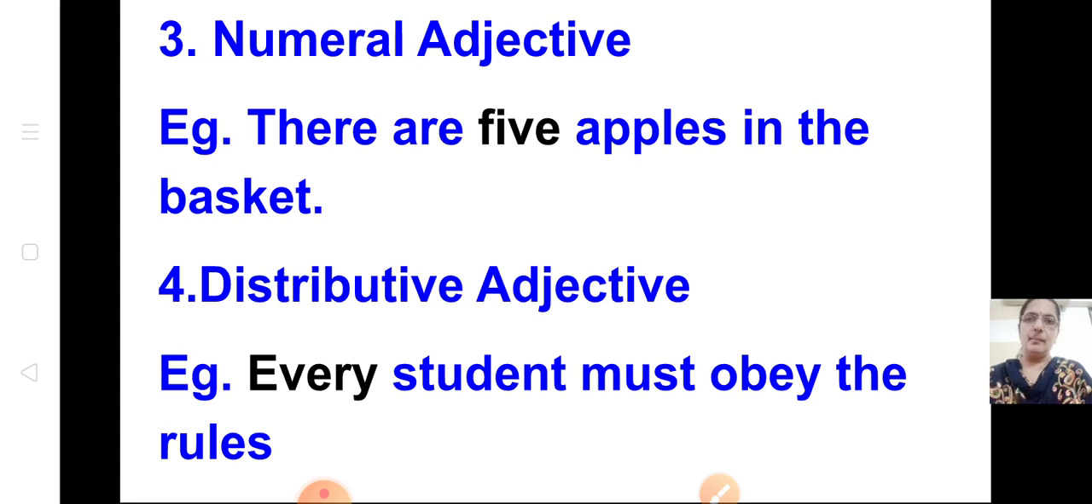Numeral: numbers like 5, 2, second prize. Okay, 5 apples. All these numbers when they come, there are 5 apples in the basket. This is numeral adjective. Distributive adjective: every, that is each and every, they all come under distributive. Every student must obey the rules. This every, if it comes, it is a distributive adjective. It should come before the noun. See, student is a noun. So every student means it is a distributive adjective.